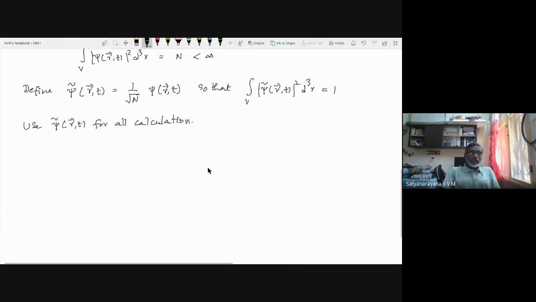Now, secondly, we talked about operators and physical observables. Physical observables of a quantum system.